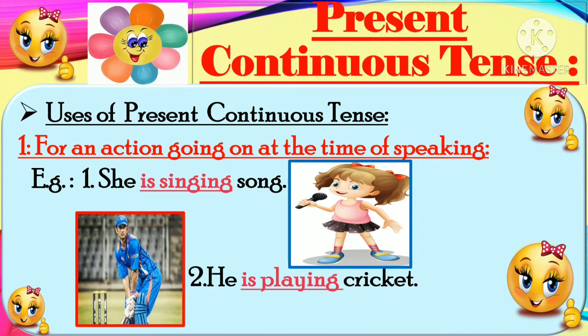Now let us look at the uses of present continuous tense. Present continuous tense is used to talk about an action that is going on at the time of speaking. For example, I am teaching, I am recording. Let us look at the example. She is singing, he is playing cricket.